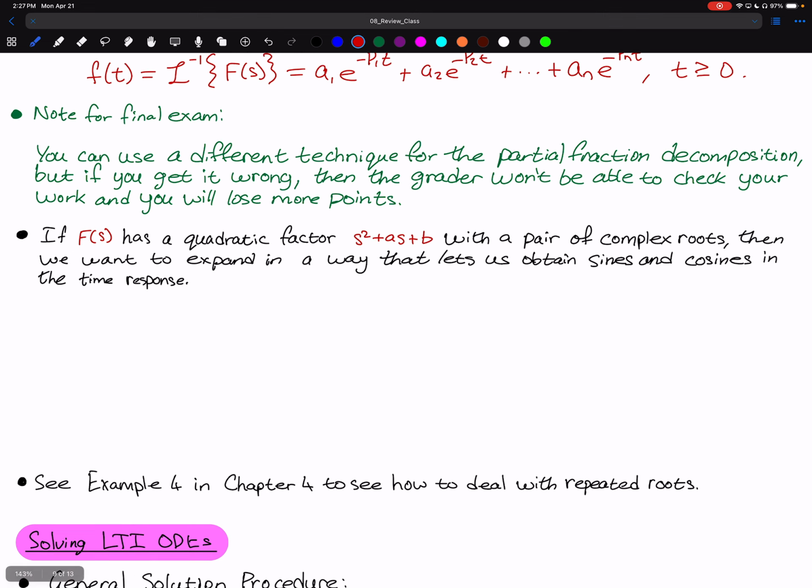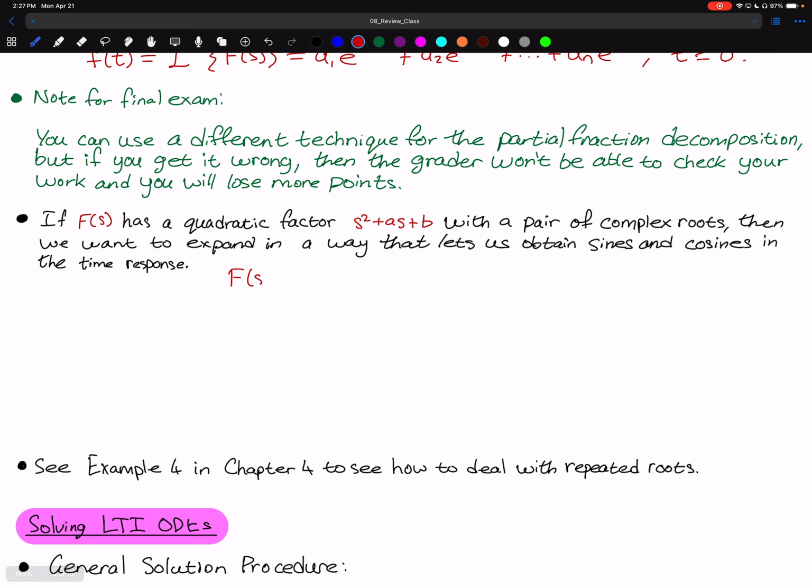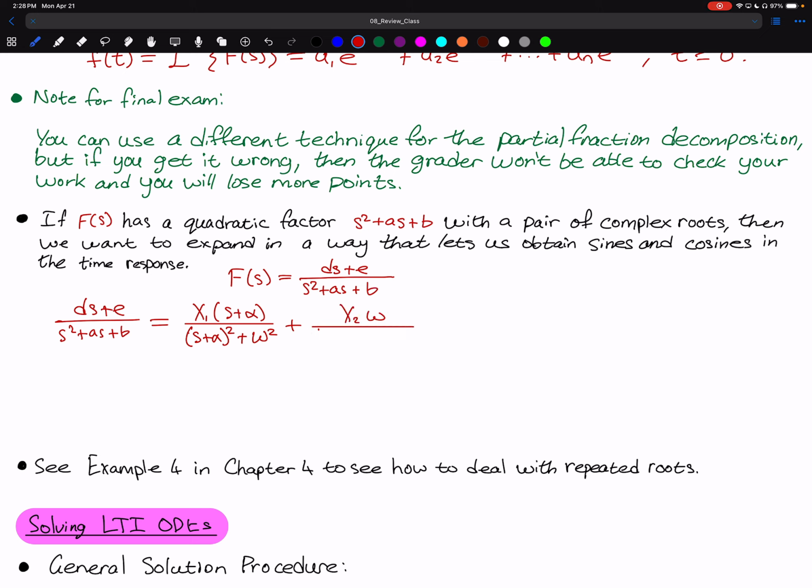So just as a short example, if we have F of s equal to something like d times s plus e, divided by s squared plus a s plus b, we're going to want to expand this into something like x1 times (s plus alpha), divided by the quantity (s plus alpha) squared plus omega squared, plus some x2 times omega, divided by (s plus alpha) quantity squared plus omega squared.